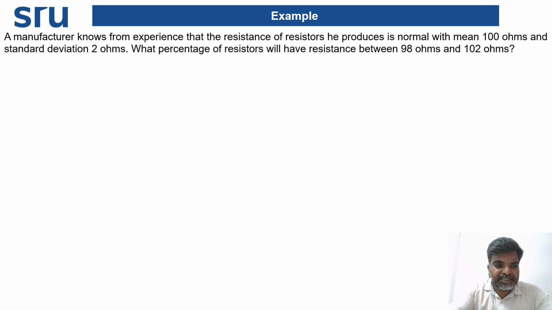Now you can see another example. This is the statement of one manufacturer. See what he is saying. He is making resistors with a mean of 100 ohms. So the average resistance is 100 ohms and the standard deviation is 2. So what are the given values in the data? Given mean equal to 100 and standard deviation equal to 2. Now the question, it is a very simple question: what percentage of resistors will have resistance between 98 and 102?